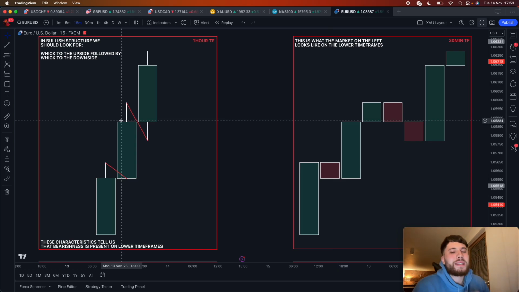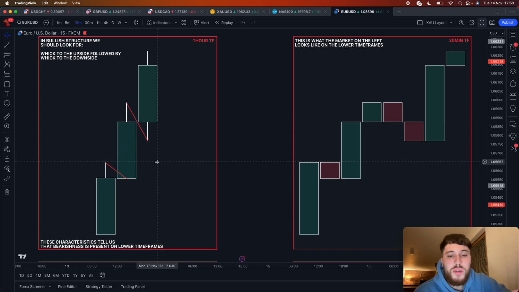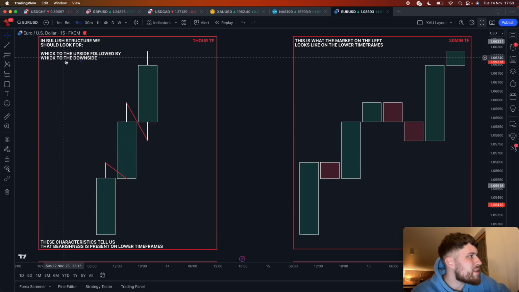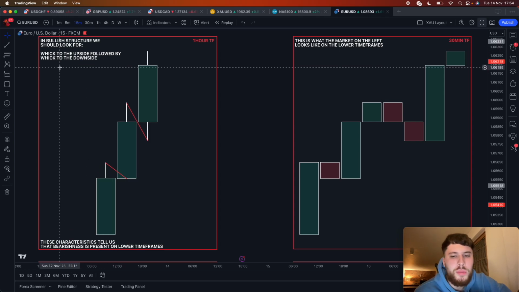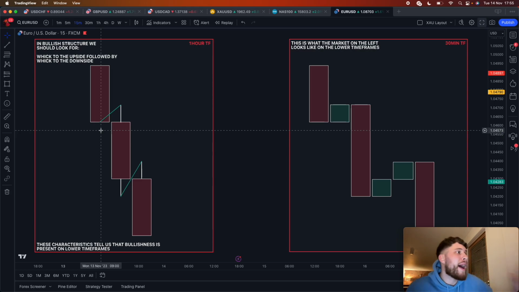Now, one of the main things I want you guys to take away from this example is that when we are looking for hidden order blocks in a bullish market, look for a wick to the upside followed by a wick to the downside, because that tells us that bearishness is present on the lower time frames. So this is the characteristic you should be looking for when looking for hidden order blocks within a bullish market. Okay, so now moving over to a bearish example, everything is exactly the same, it's just reversed.